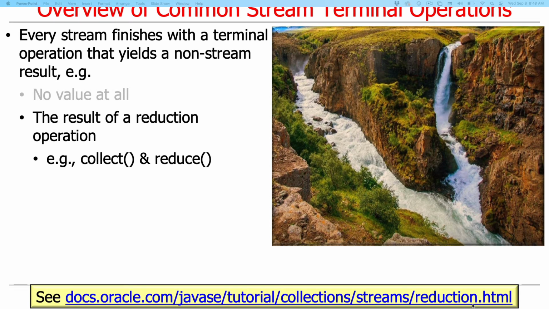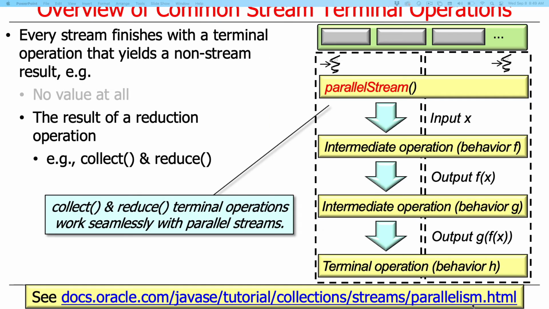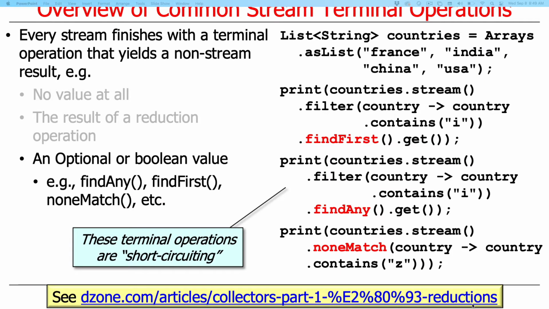There are other terminal operations that yield the results of a reduction operation. These would be things like collect and reduce. We're going to spend a lot of time talking about collect. Collect is a very important terminal operation in streams. And collect and reduce work seamlessly with parallel and sequential streams, which again is very reassuring because you don't have to learn a totally different set of things depending on whether you're doing things concurrently or not.